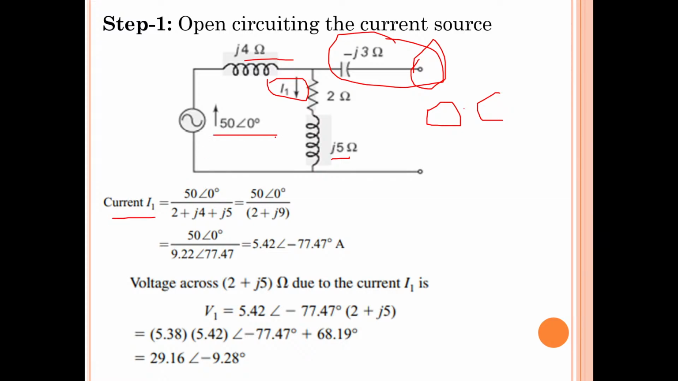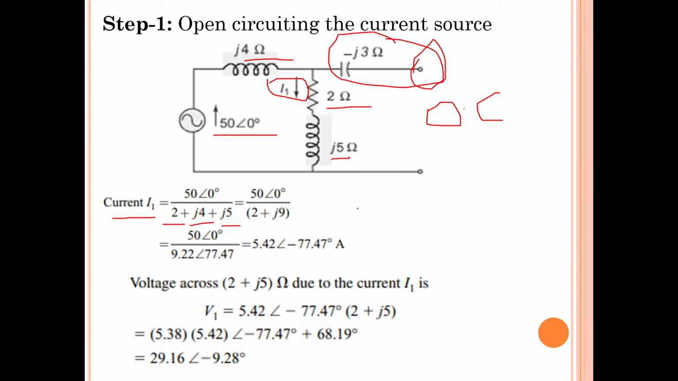What is V? 50 at an angle of 0 divided by Z. What is Z now? This is 2 plus j4 plus the reactance value, j4 plus j5. So you just solve it. j4 plus j5 is j9. So 50 at an angle of 0 divided by 2 plus j9.